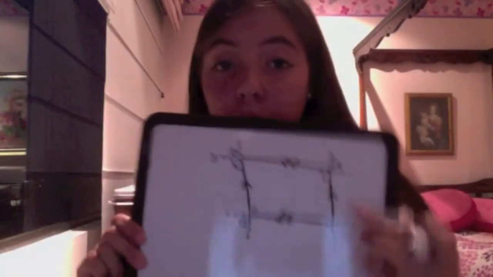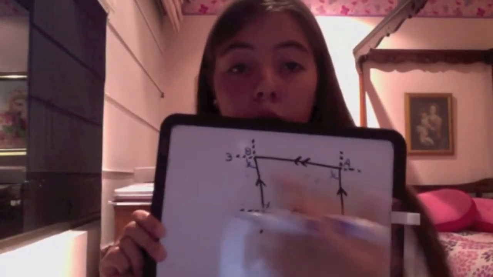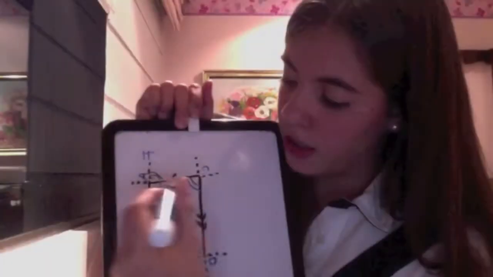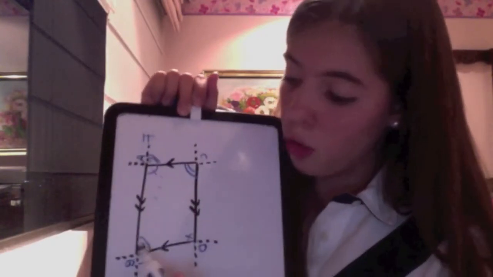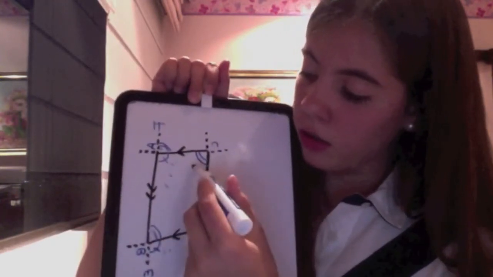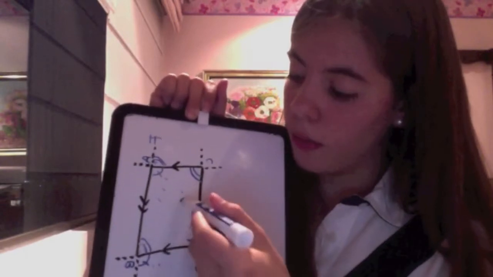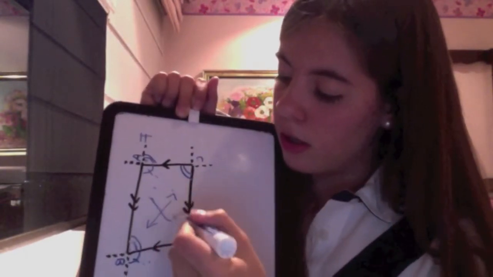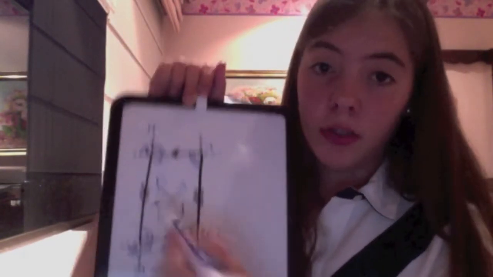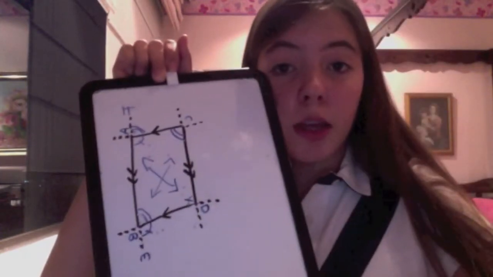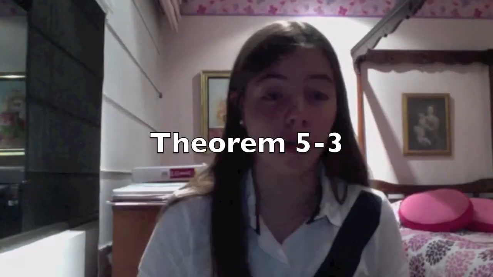Now, if we do the same with the other two, we can also know that those two are congruent. This angle is congruent to this angle, so we can conclude that this angle is congruent to this angle, which are also opposite angles. So now we can prove that opposite angles are congruent in a parallelogram. Diagonals of a parallelogram bisect each other.